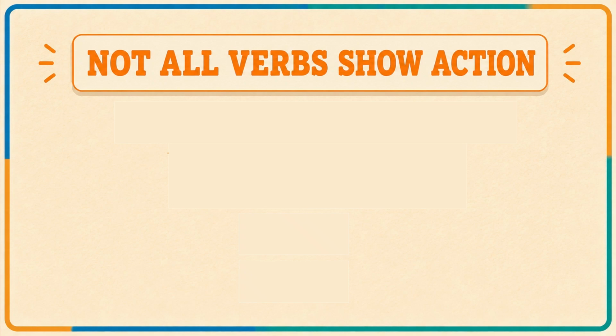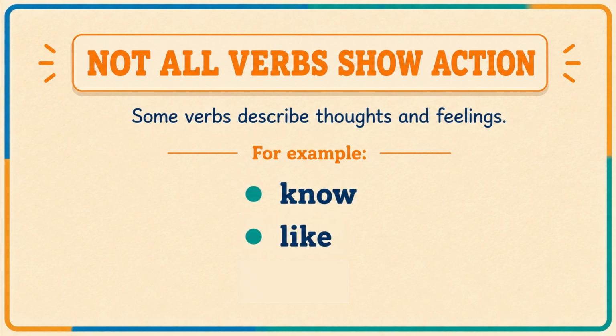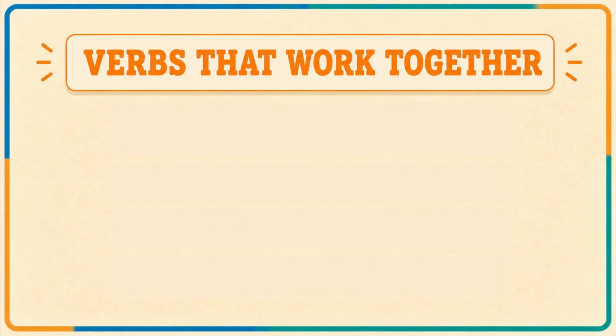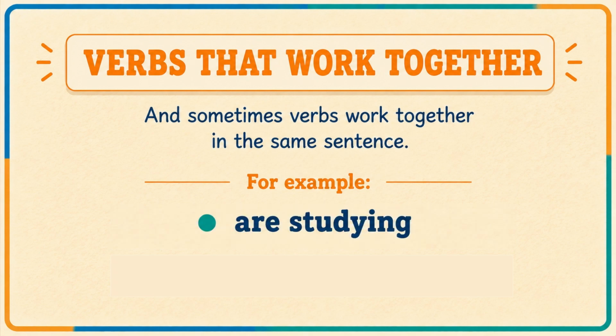Now remember that not all verbs describe actions. Some verbs describe thoughts and feelings. For example, know, like, and love. Now remember that some verbs work together to give us more information about an action. For example, are studying, has finished.